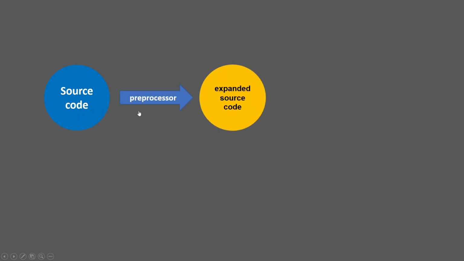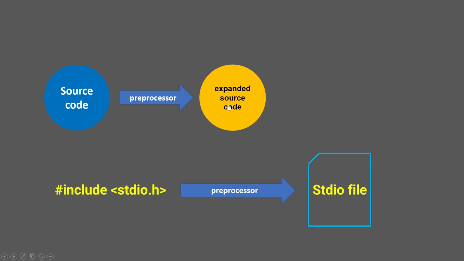In our case, we include the header file stdio.h. We previously had the source code, which is the code that we write in our IDE or text editor, and the preprocessor converts this text with the actual file. After converting text to the actual file, it is known as expanded source code. The program's length is obviously increased because we have only one line of text here, but the preprocessor converts this text with the actual file.